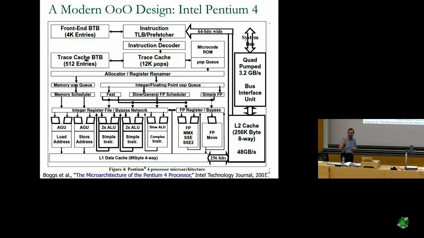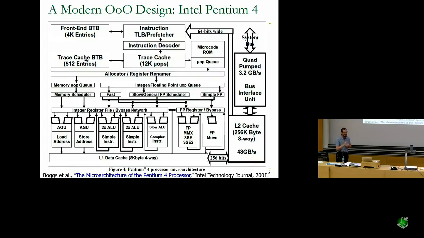There are special instruction caches, such that you can supply data in the presence of branches. But if you look over here, there is a memory micro-ops, memory instructions, let's say, memory scheduler. There's integer and floating point micro-ops instructions. Some of them are fast, some of them are slow, some of them are simple. So these are all reservation stations, if you will. And they're different reservation stations.